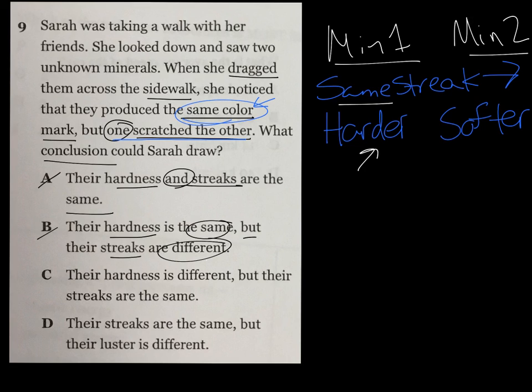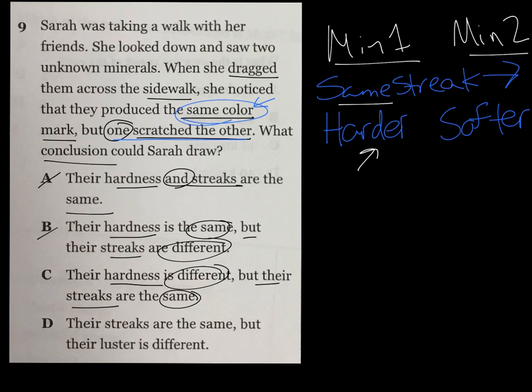Letter C. Their hardness is different, but their streaks are the same. Is the hardness different according to what we wrote down after we read the question? Yeah, hardness is different. What about the streaks? Are the streaks the same? Yeah, the streaks are exactly the same. That's what we wrote down. So far C looks like our right answer.